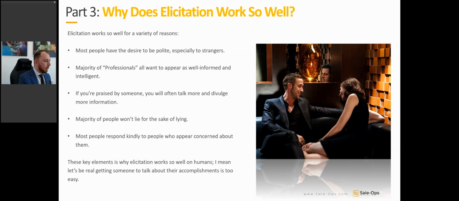Fourth, the majority of people won't lie for the sake of lying. Not everybody is a narcissistic sociopath. The majority of us actually want to be good. We want to do good. We have great ambitions and aspirations for us and even the people around us. So as you go through this, the majority of people are not going to lie.